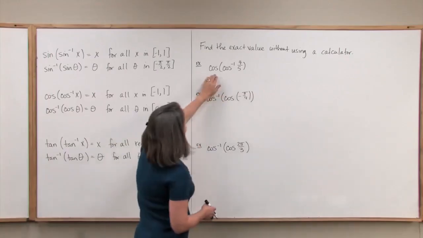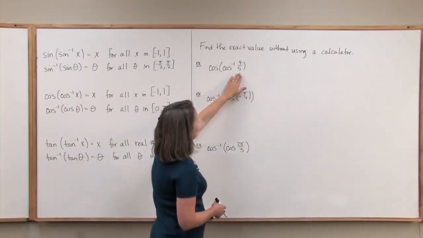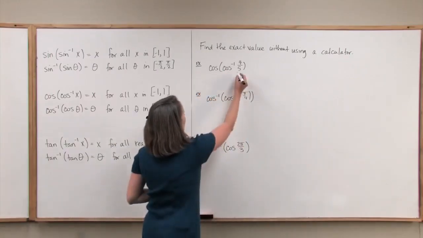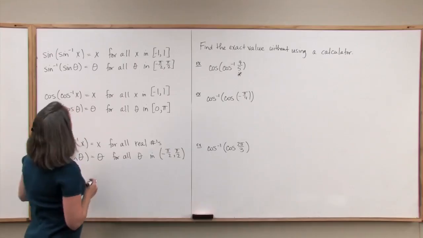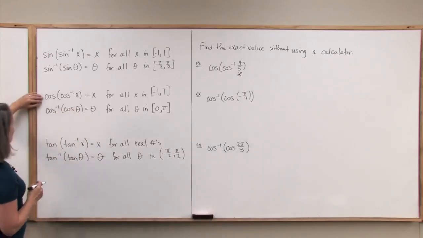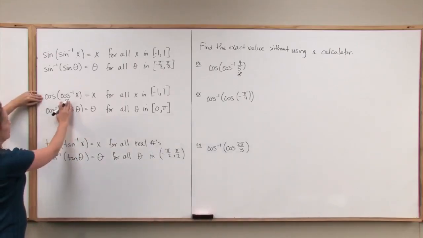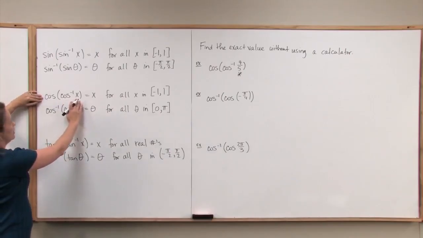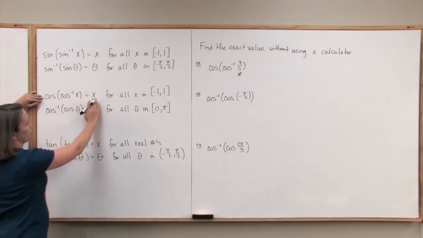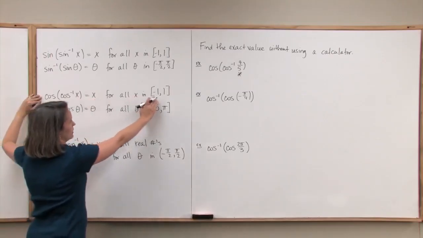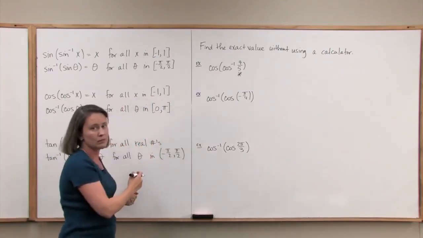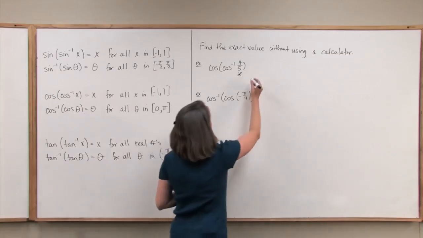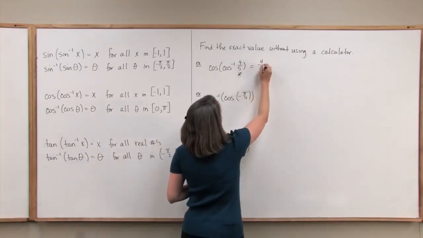Okay, the first one, the cosine of the inverse cosine of 4/5. So we need to look at 4/5 right there. In order to use this relationship, the cosine of the inverse cosine of 4/5, the answer is just 4/5 as long as 4/5 is in the interval -1 to 1. Is it? Yes, it is. It's a little bit less than 1. So this is just 4/5.